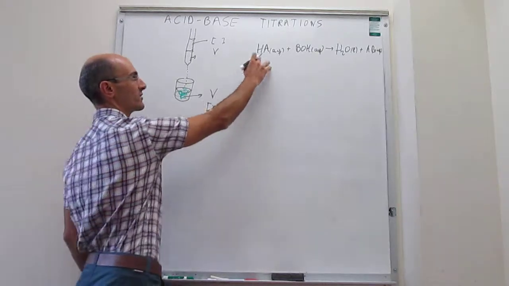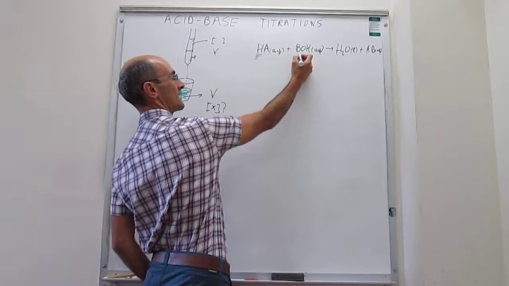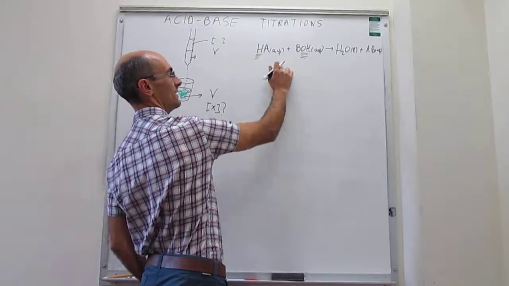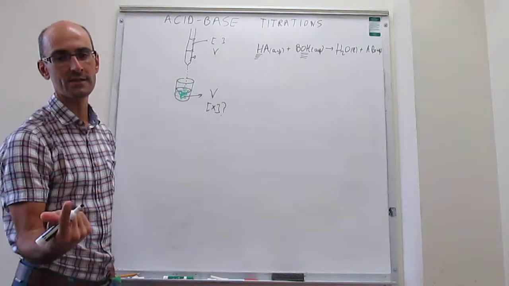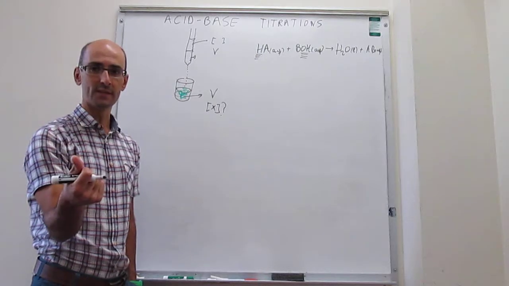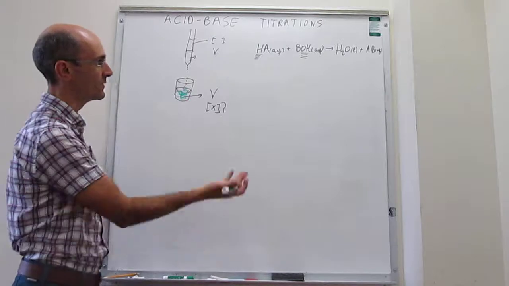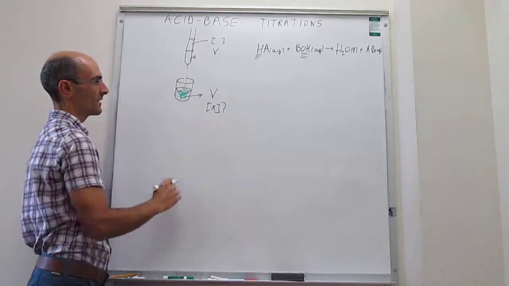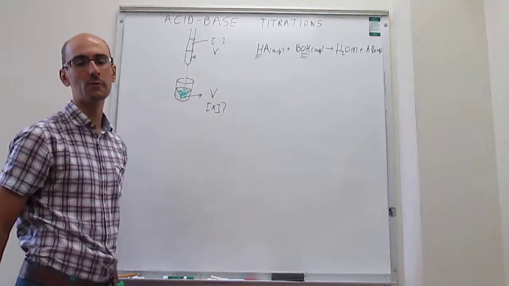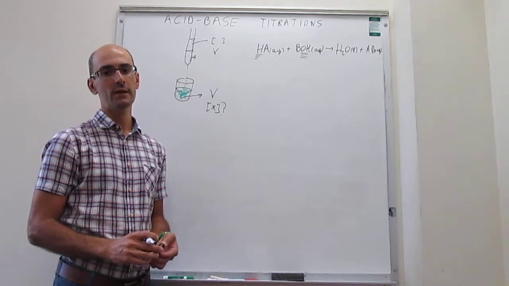When this neutralization takes place, at the point when you add exactly the same amount of moles of base as you have of acid, in this case the stoichiometry is 1 acid to 1 base, then you reach the stoichiometric point, the neutral point, and there should be a change in color in the analyte solution.